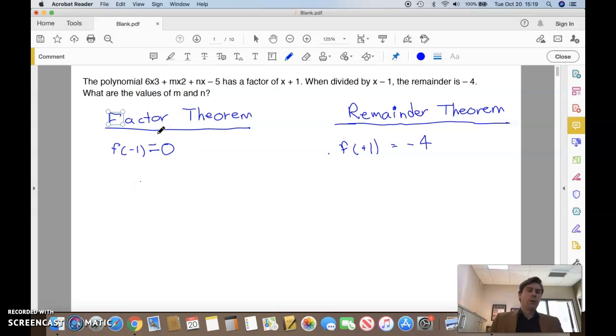So, to do this problem, we're going to have to use the factor theorem and the remainder theorem. We'll start with the factor theorem. It says that x plus 1 is a factor of all of this. So what we're going to do is let this be 0, because f of negative 1 is 0, and then we put in our equation plus nx minus 5.